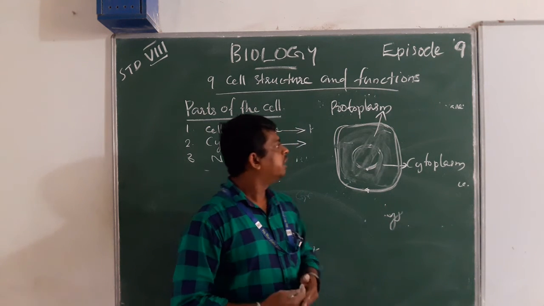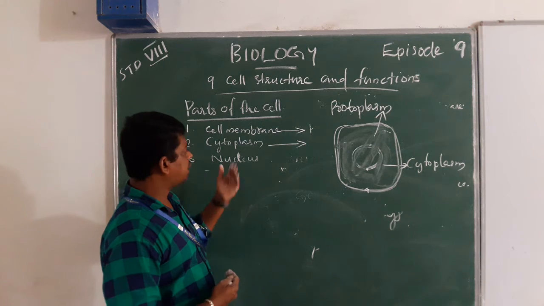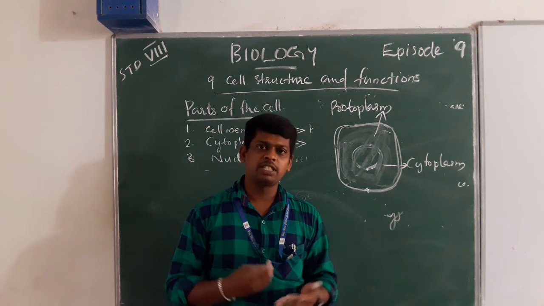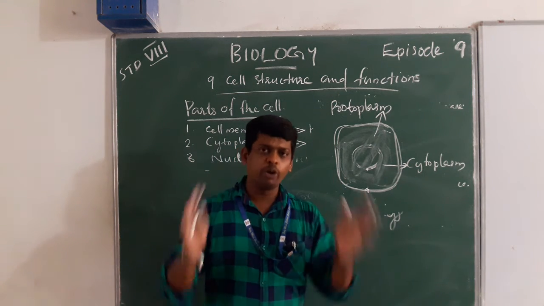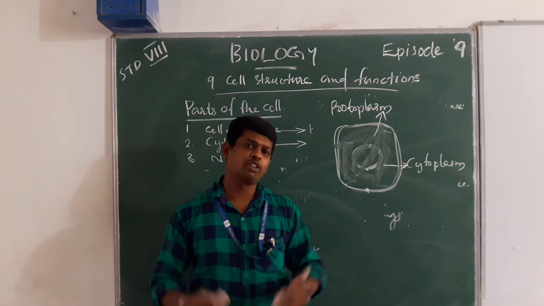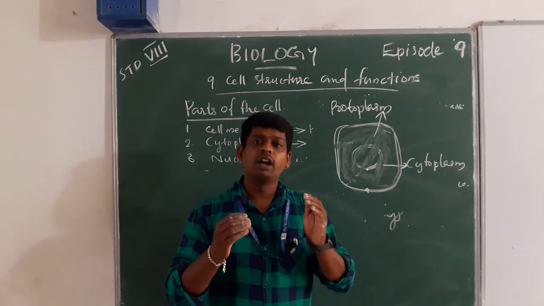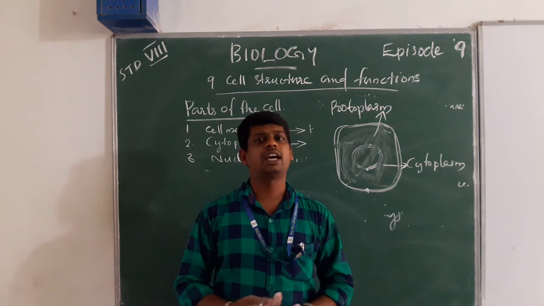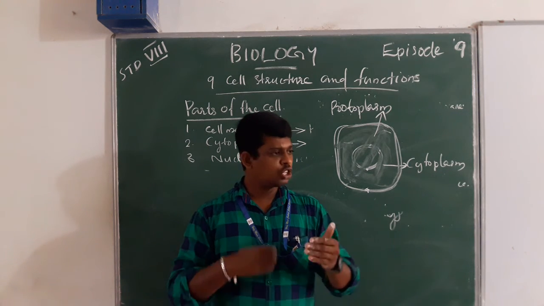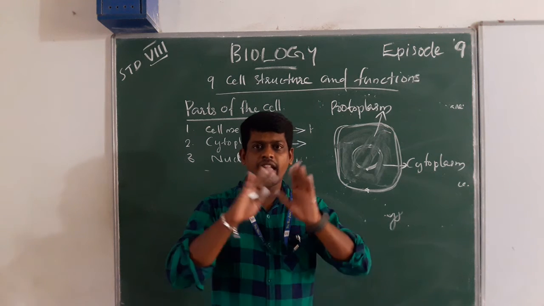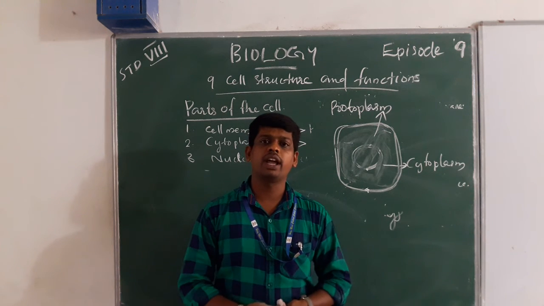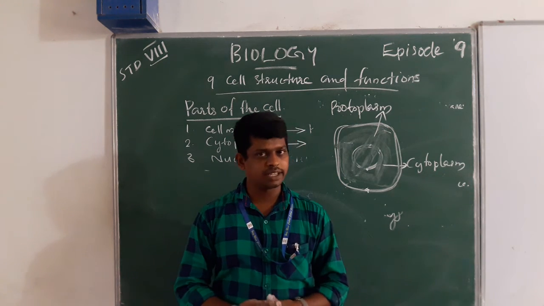Okay, then we can see the cytoplasm. The cytoplasm has the fluid matrix, the fluid part of the cell. The cytoplasm has more cell organelles. The main organelles in animal cells are the mitochondria, Golgi bodies and ribosomes, etc.